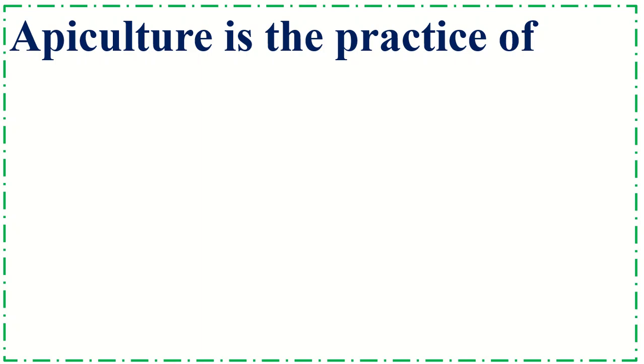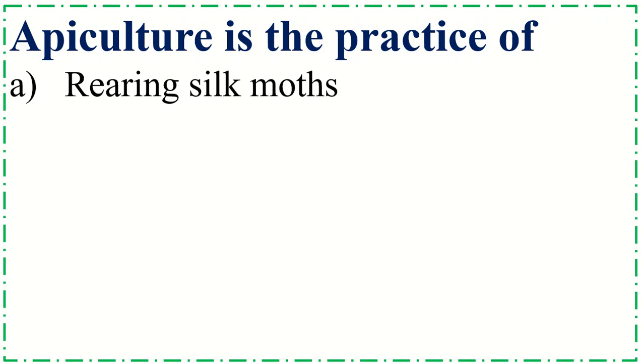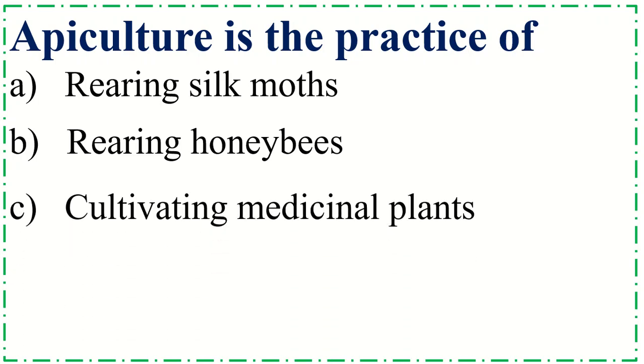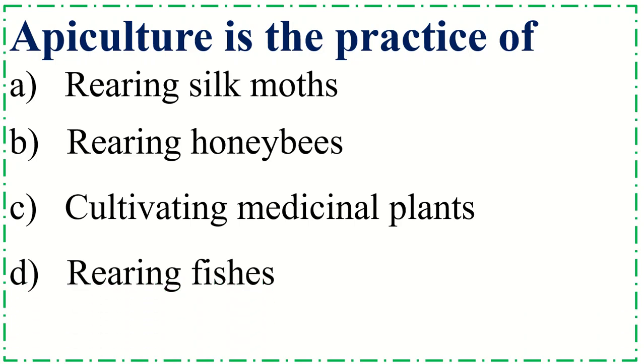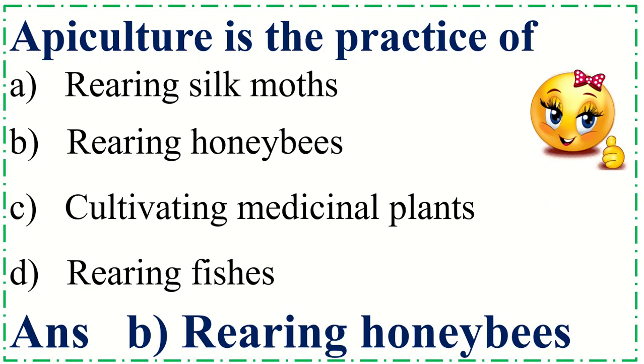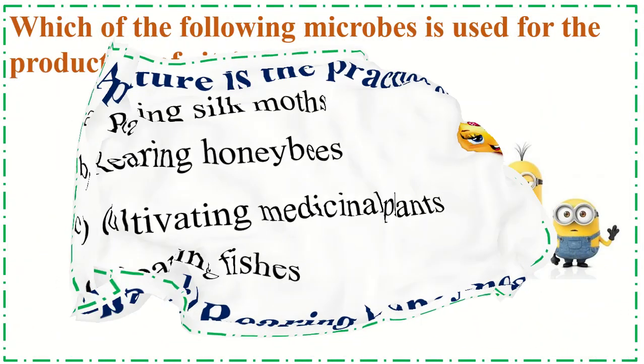Apiculture is the practice of option A, rearing silk moths, B, rearing honeybees, C, cultivating medicinal plants, option D, rearing fish. Correct option is B, rearing honeybees.